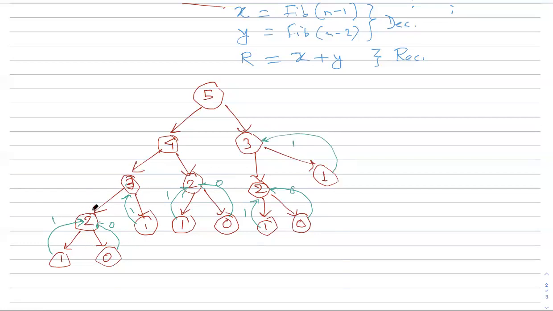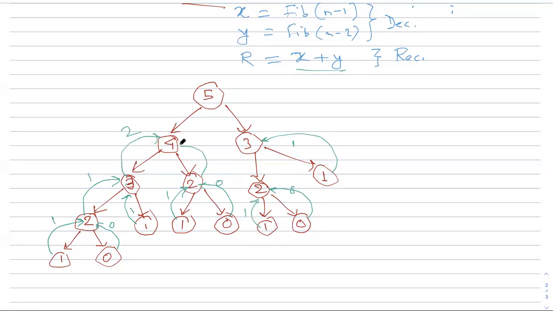Okay. So once we have reached there, we have to now recombine. So what is the recombination step? The recombination step is simply addition. So it does 1 plus 0, 1. So this returns 1. And then 1 plus 1, this returns 2.